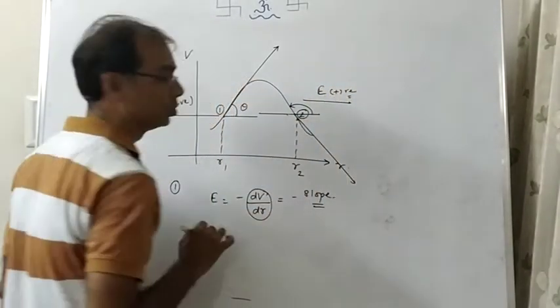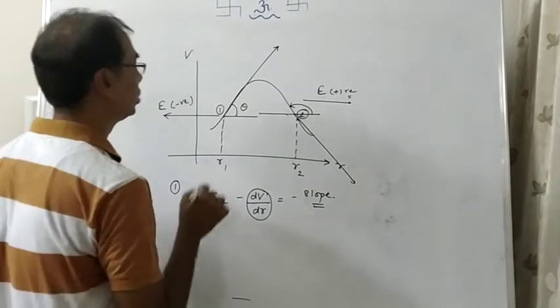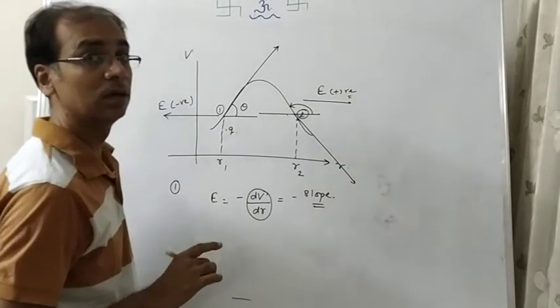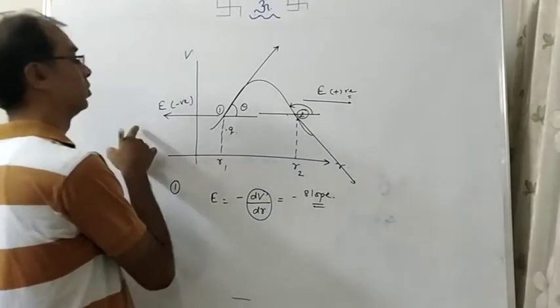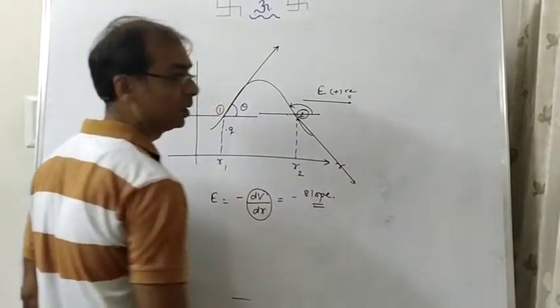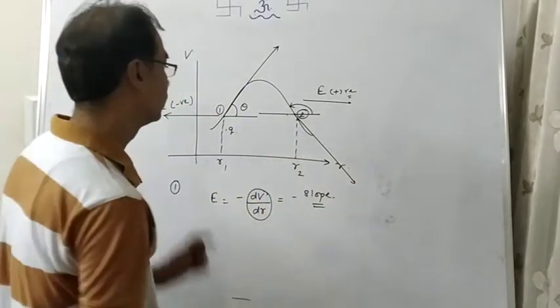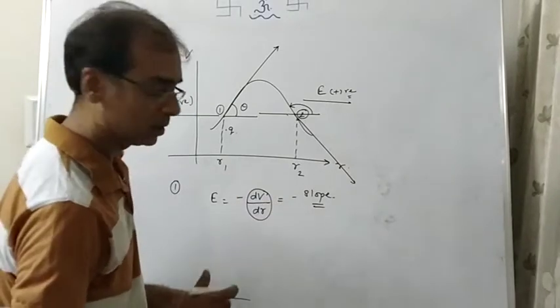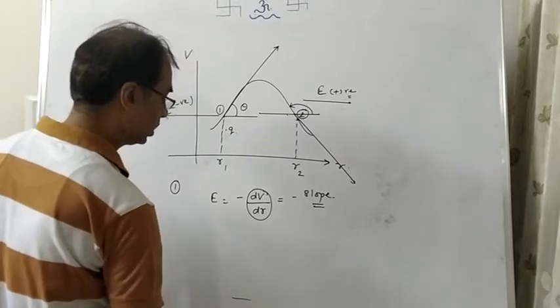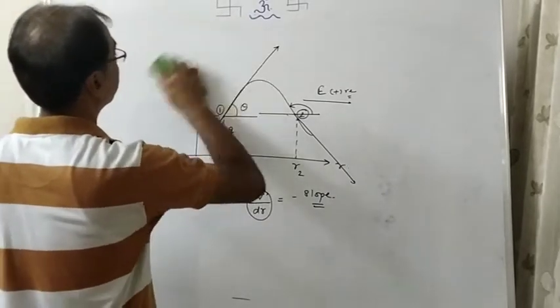So I could have asked you another question in this. If a charge Q is kept over here, where is the force acting on it? Obviously force will be acting towards left here, and if the Q charge is kept over here, force will be acting towards right. So these kinds of questions also can be asked on electric field and potential relation. What are the other questions? That also we are going to see now.